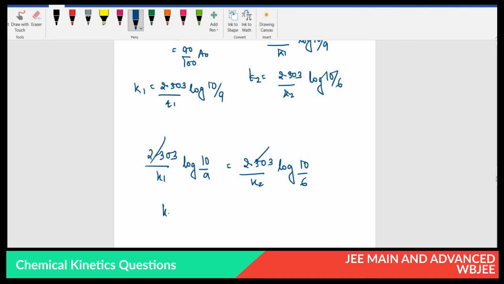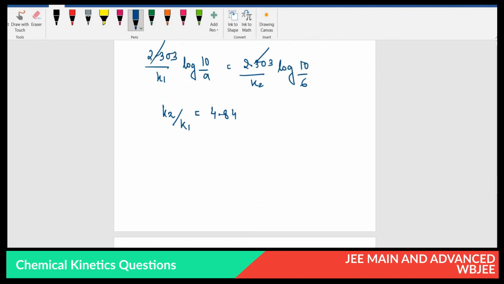So we can write K2 by K1 equal to, now what you can do is you can solve the log values individually, or you can bring it to the right hand side, divide it and use the log formula also, whichever is comfortable for you. So K2 by K1 will come out to be, after calculation, 4.84 roughly.